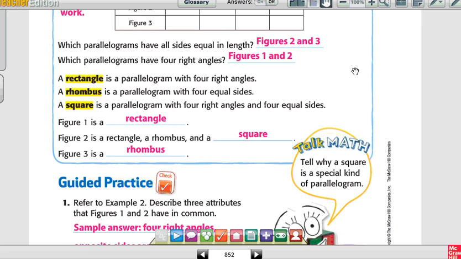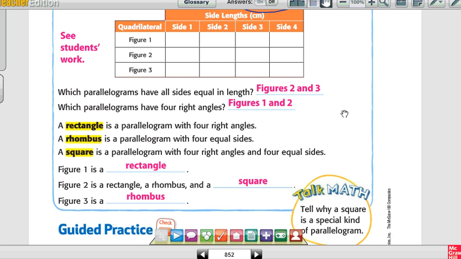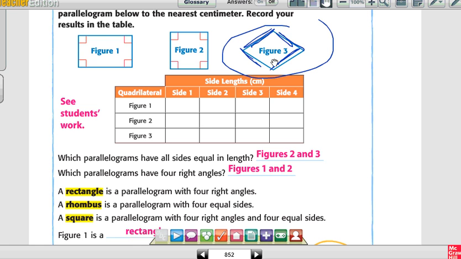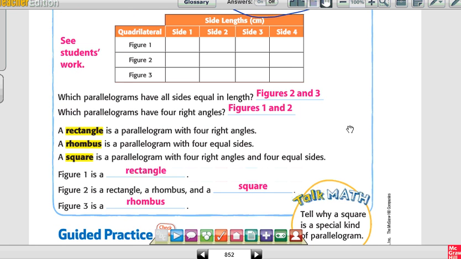Figure 1 is a rectangle. Figure 2 is a square or rhombus. You could call it a rectangle too, but the square is better. And then figure 3 is a rhombus. It's just a fancy word for a diamond, like a diamond like this. That would be a rhombus. All right.